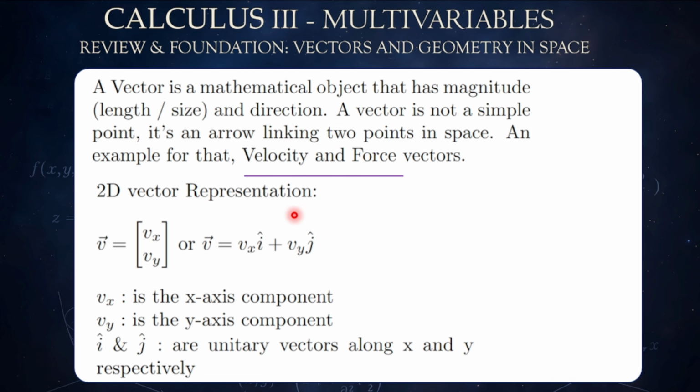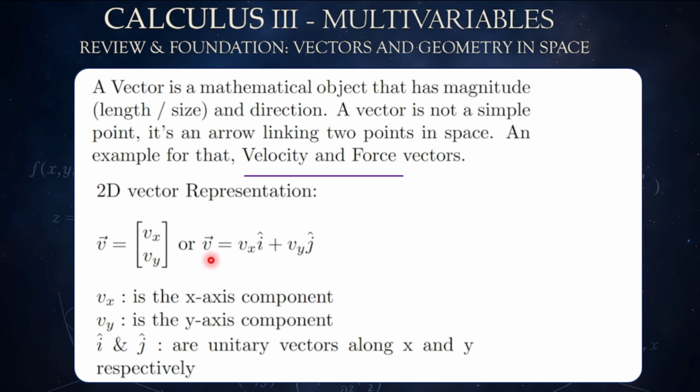A 2D vector representation is given by v equal (vx, vy), where vx and vy are the coordinates of that vector, which are the coordinates of that point that is away from the origin of the axis, okay? And this vector links these two points, the origin and the point (vx, vy). This is by definition a vector.